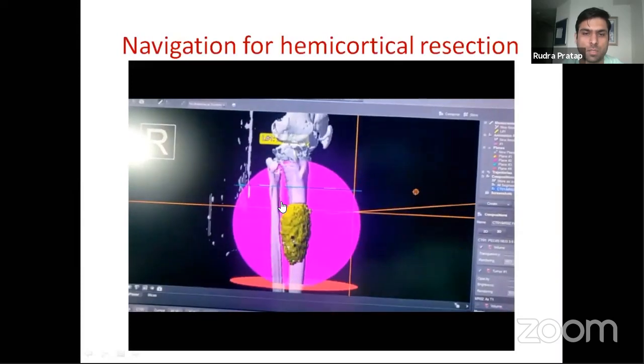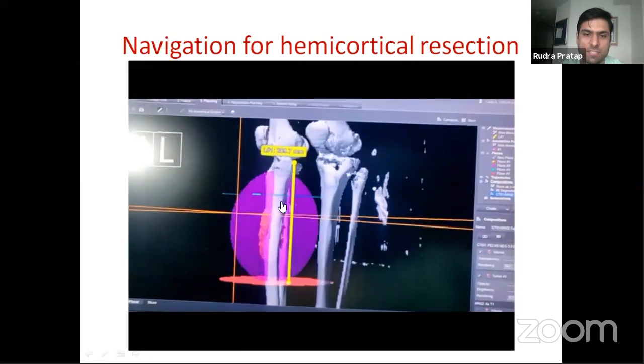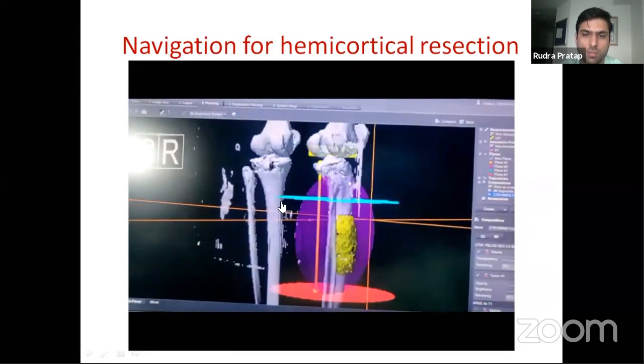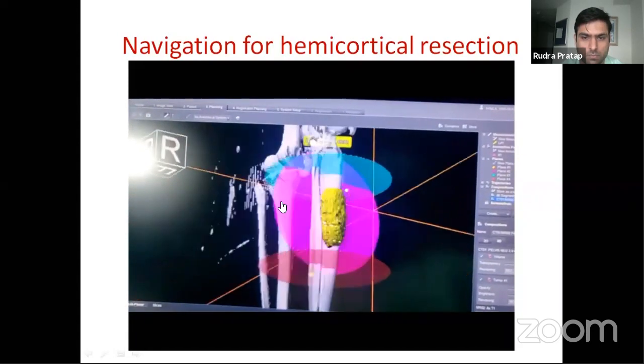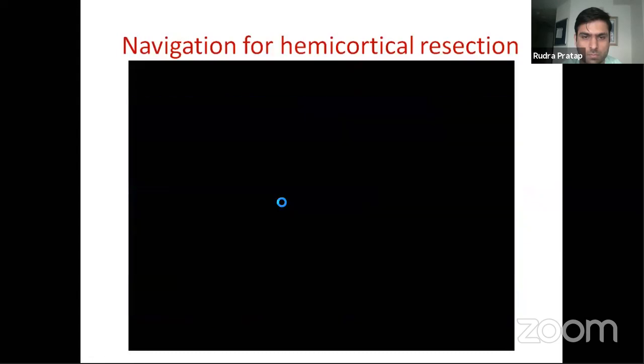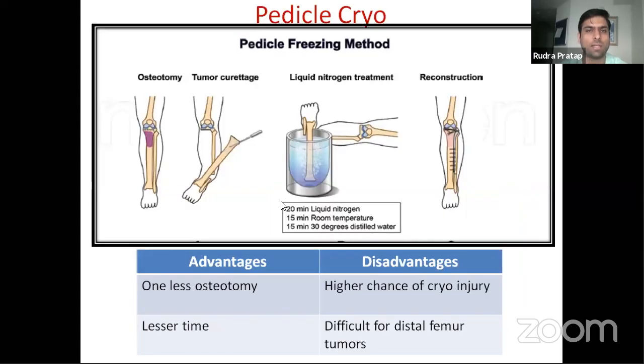We planned a navigation-based resection of the tumor, and the planes marked are the planes of the resection, and yellow is the tumor bone. So using the navigation technique, we did a hemicortical resection of the involved bone. It was then treated with liquid nitrogen and reimplanted. The advantage of this hemicortical type of resection is that it has a larger surface area and so has higher chances of union.